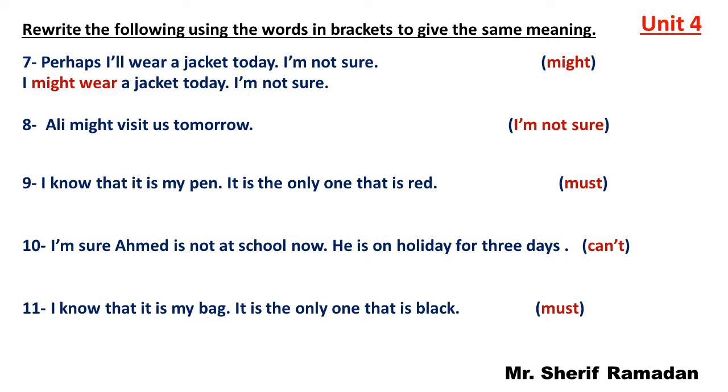Number 8. علي might visit us tomorrow. أنا استخدمت هنا might والفعل في المصدر معناها ربما أو أنا مش متأكد. استخدم I am not sure. يبقى هشيل كلمة might هنا من الجملة لأن I am not sure بتساوي كلمة might والفعل في المصدر. فبقول علي will visit us tomorrow. علي هيزورنا بكرة. But I am not sure. لكن أنا مش متأكد.